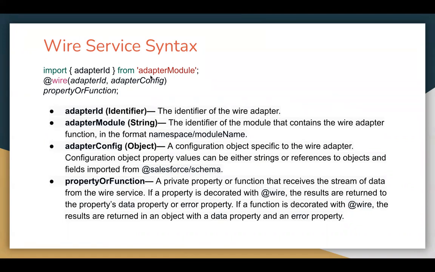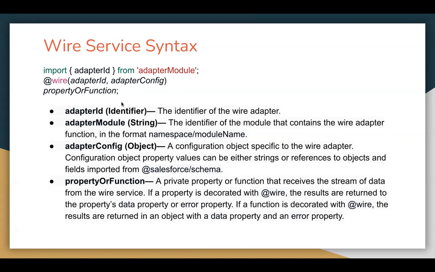It can be a predefined module, or if you have implemented any Apex class, you can also import that method. Then whenever you want to use this wire decorator, you need to write @wire and then the adapter ID. This adapter ID will be the identification of the functionality that you want to execute. Then you need to provide the adapter configuration. Adapter configuration means, for example, you are passing a record ID or defining certain fields. And then we have property or function.